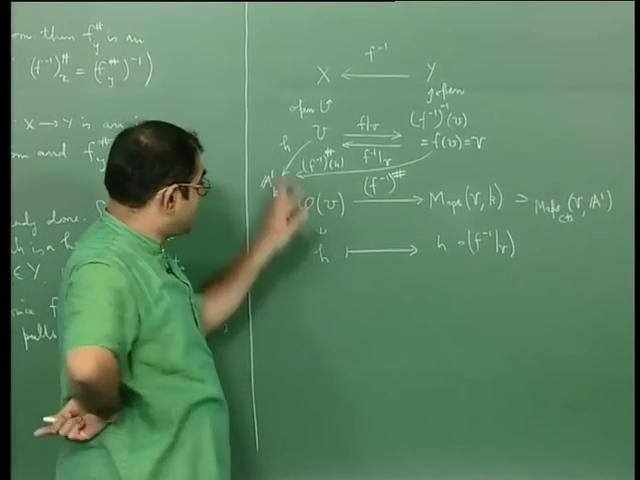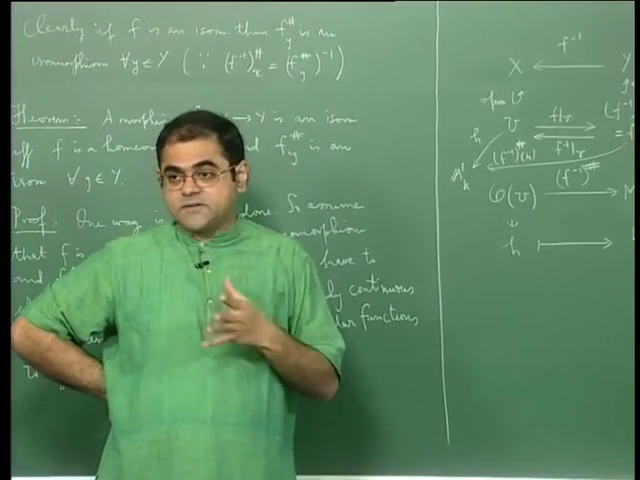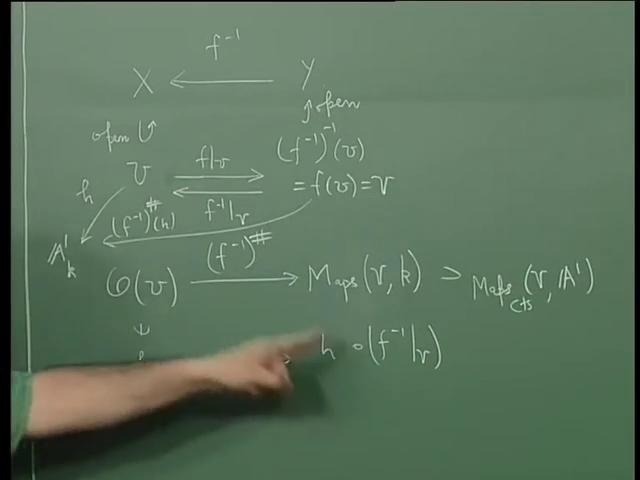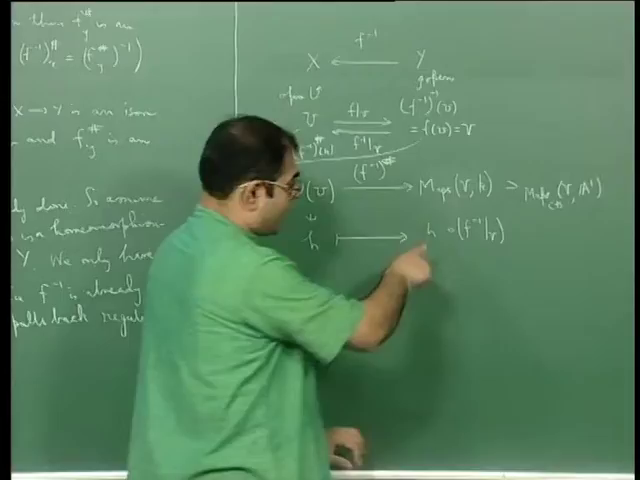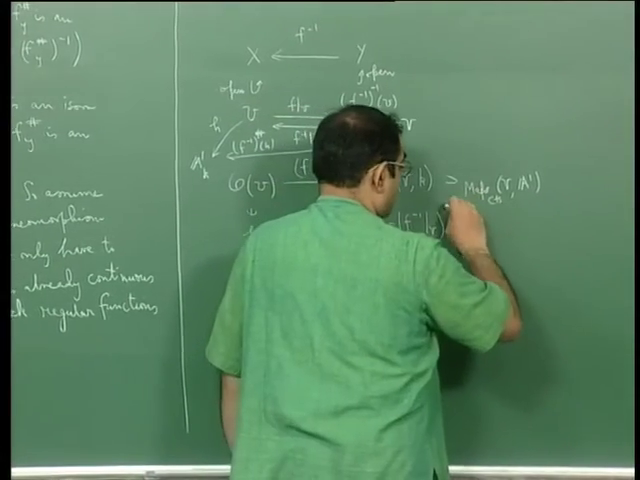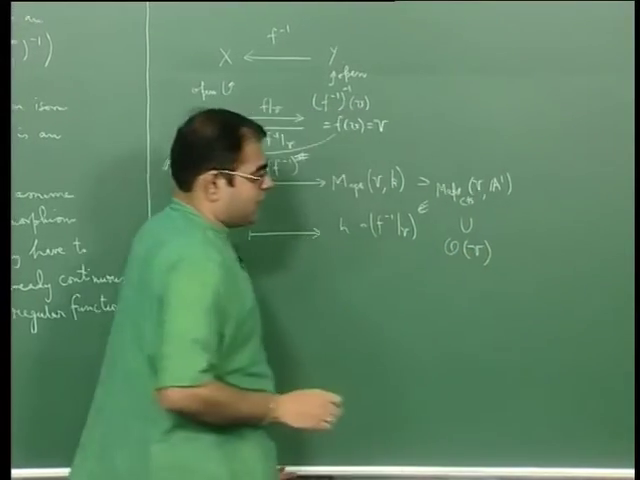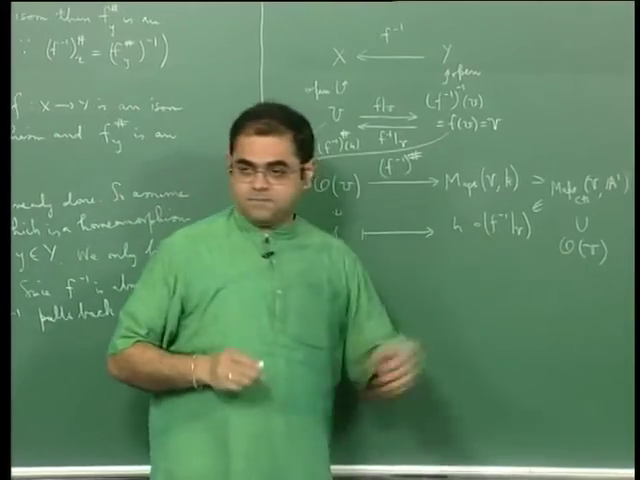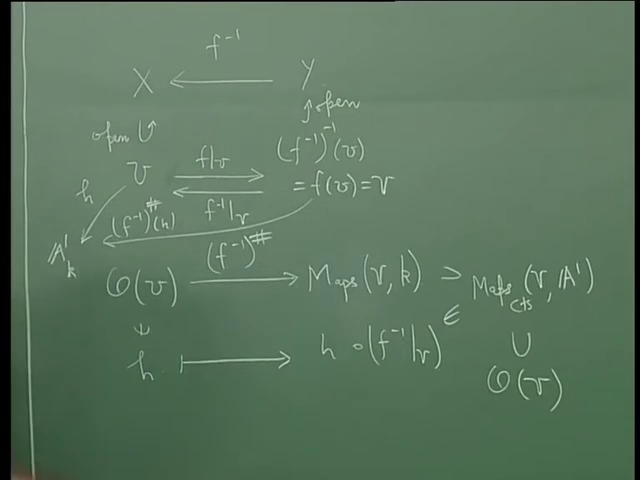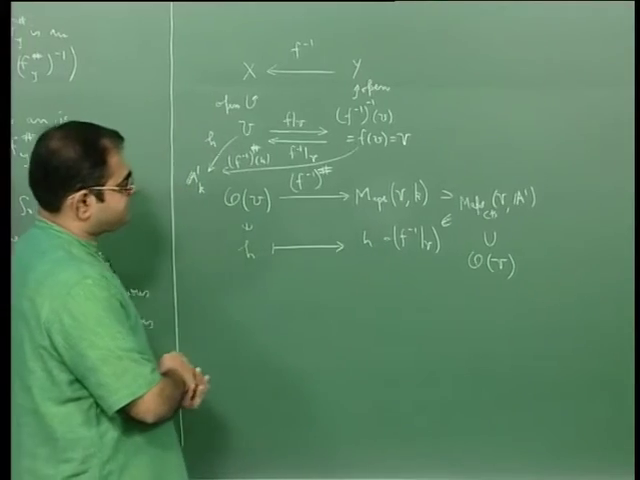And the map H is continuous because, mind you, any regular function is continuous. After all, a regular function is a morphism into A1, and a morphism is always continuous. And so this is a composition of continuous functions, so it is continuous. But what I have to show is that it actually belongs even in OV. I will have to show that it is regular. And that is a smaller subset; not every continuous map is a regular function.